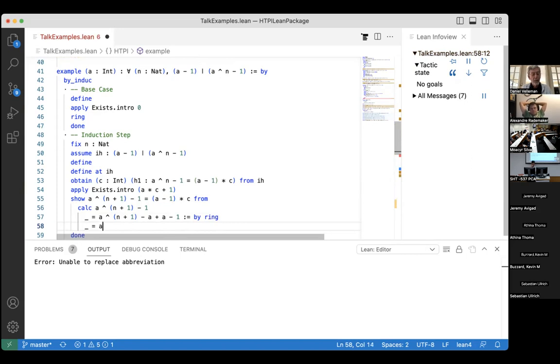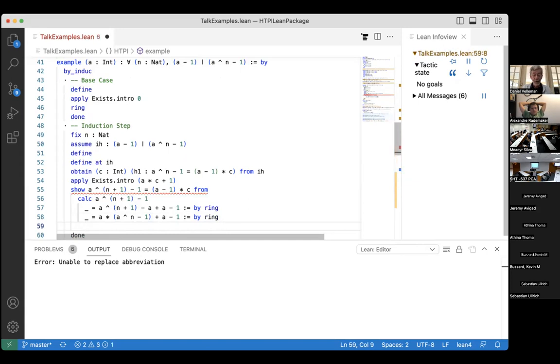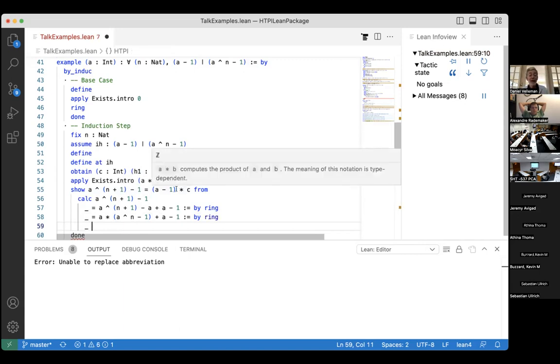And now I'm going to factor an a out of those first two terms. Again, this is just simple algebra that ring can figure out. By the way, I'm getting these errors up here because I haven't finished showing that a to the n plus 1 minus 1 is equal to a minus 1 times c.